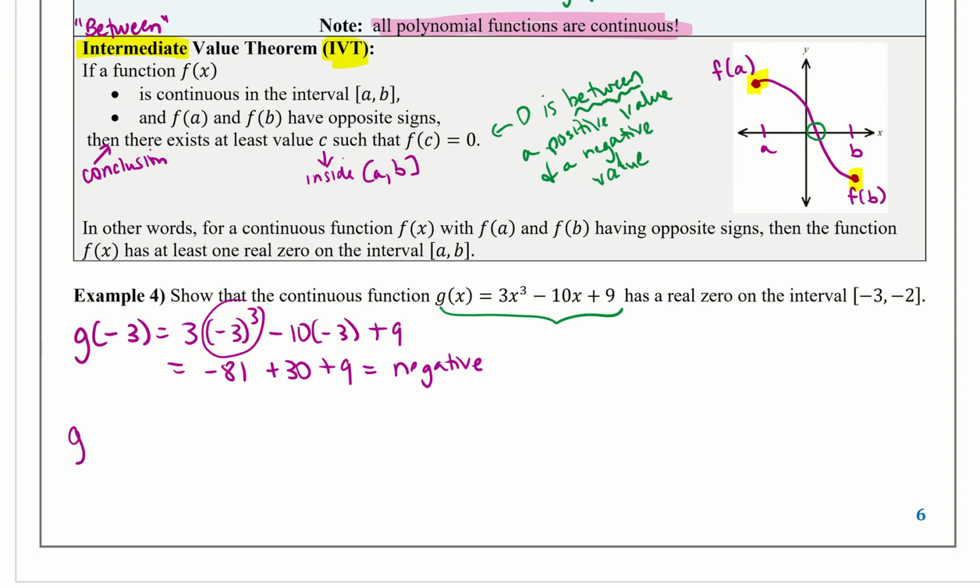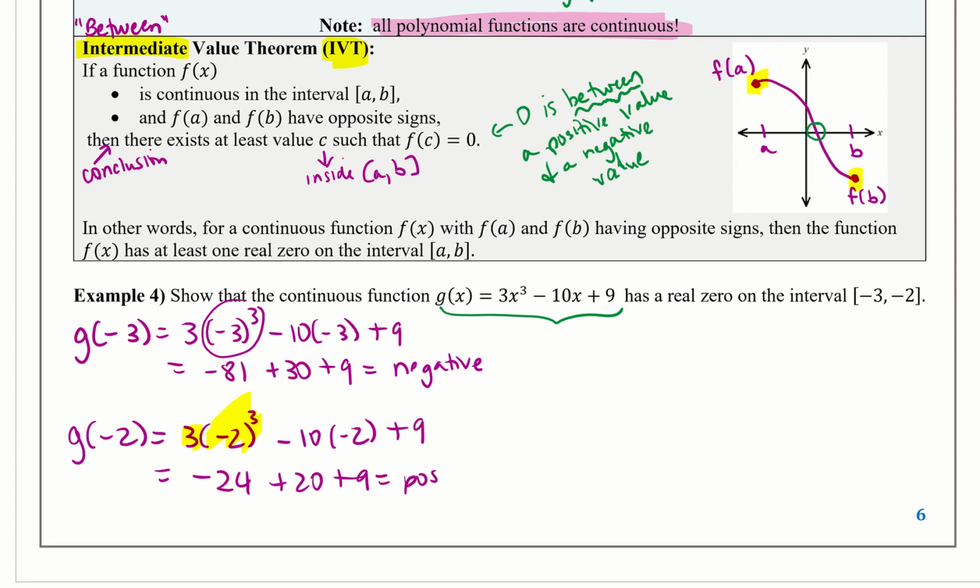And if I look at g of -2, I end up with 3 times -2 cubed minus 10 times -2 plus 9. Make sure you always do powers first. This is -8 times 3 is -24 plus 20 plus 9. Well, this time I get a positive.